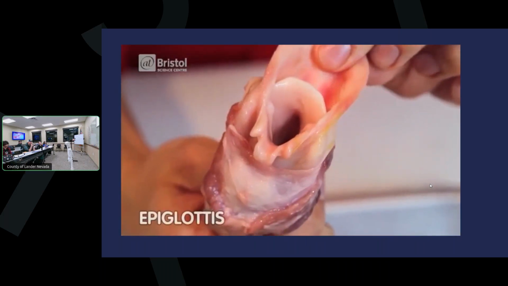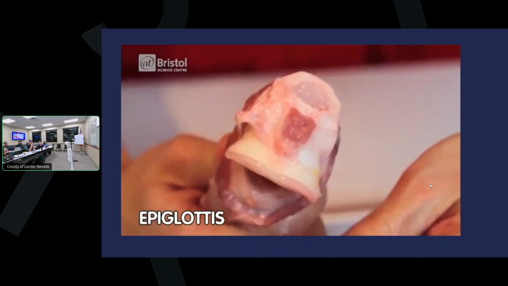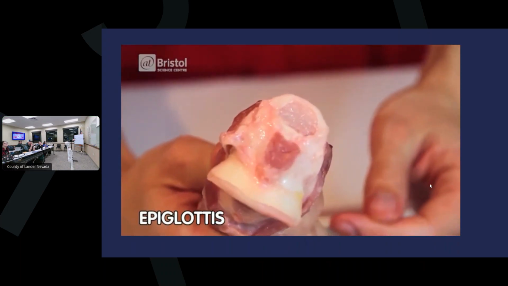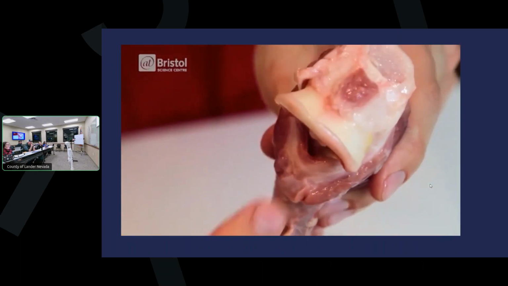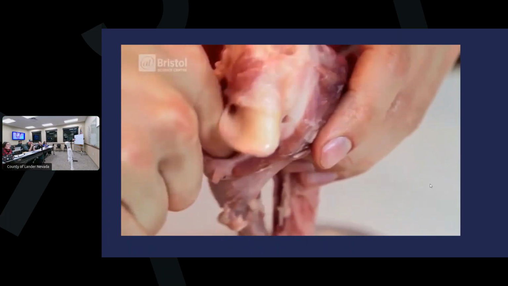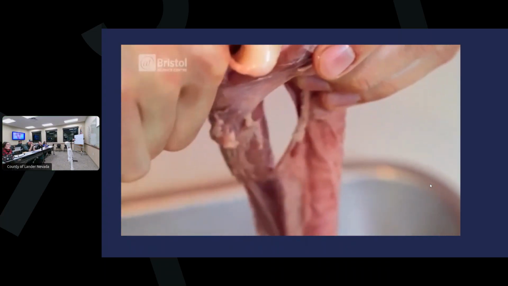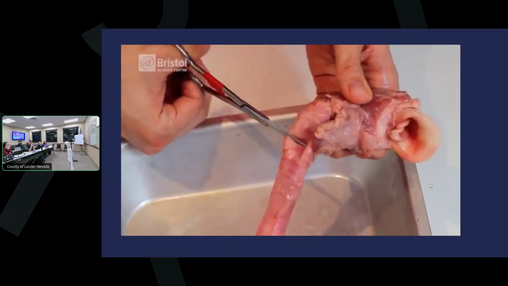This is called an epiglottis. When you swallow, it closes over the top, blocking the trachea, preventing any food from going down. So instead, your food just passes in the esophagus. So now we're going to remove the voice box.